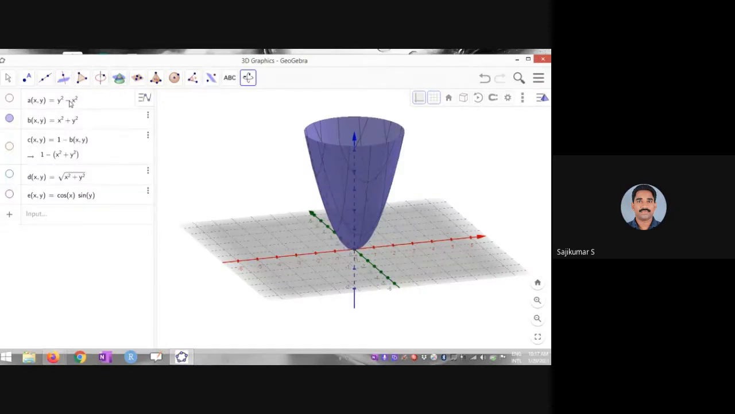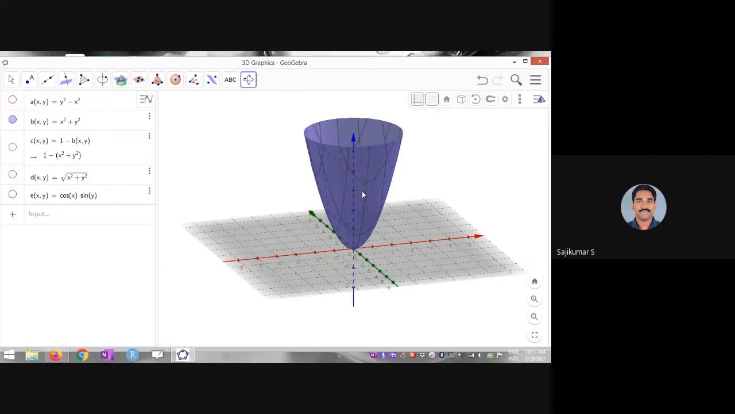The surface is given by the equation z of xy, or f of x comma y is equal to x square plus y square. What is the name of the surface? Rotating that parabola about one axis, for example, suppose we are rotating that parabola about the y-axis. Paraboloid. Okay, good.